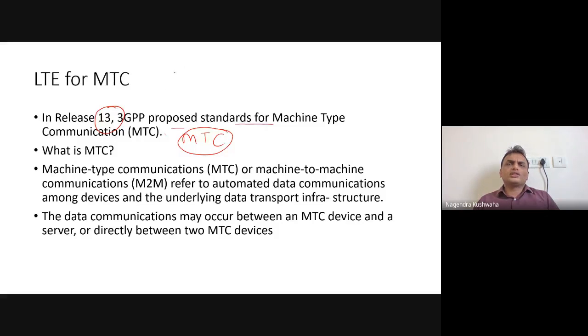Now the question is, what is MTC? I should not ask it. Okay, already given. Otherwise, I wanted to ask someone. Okay, no problem.